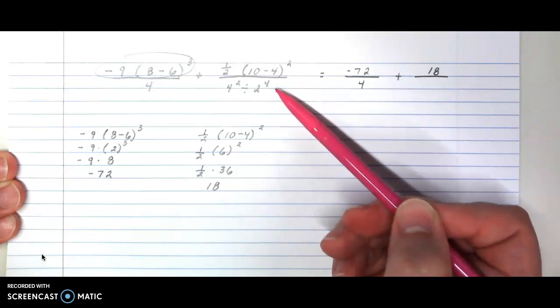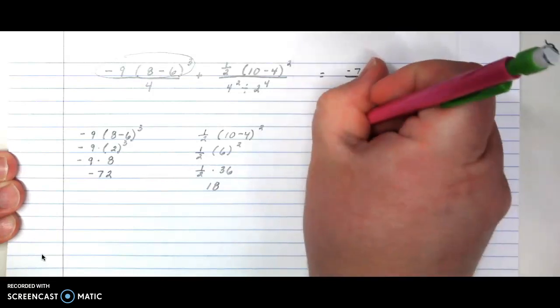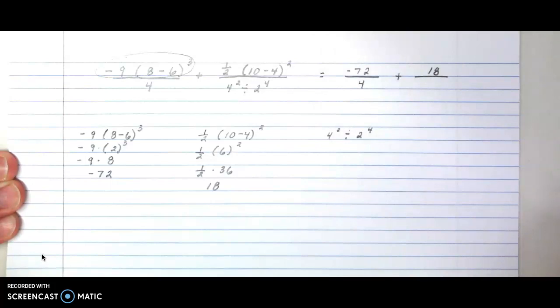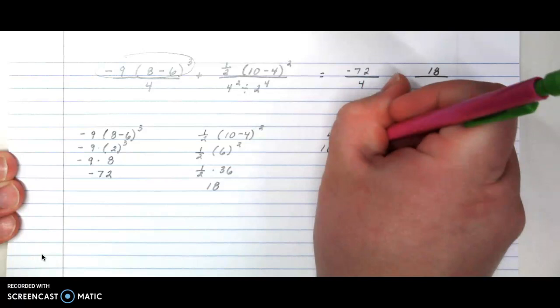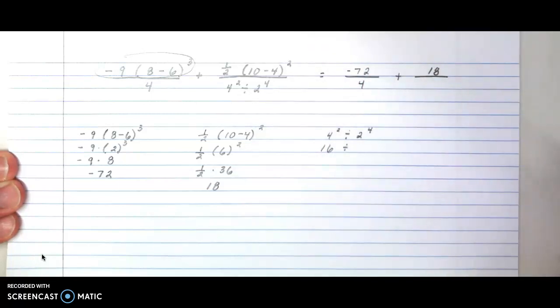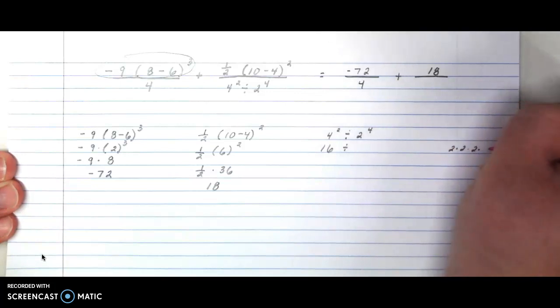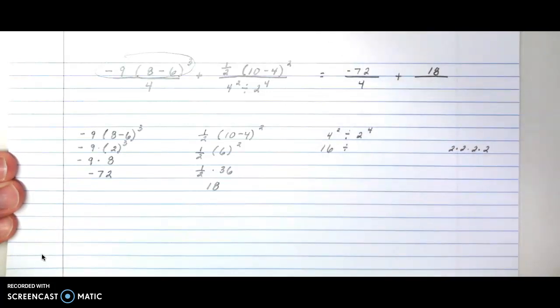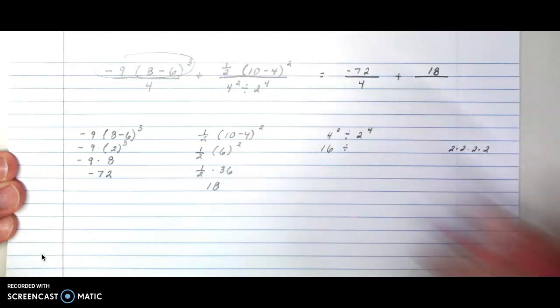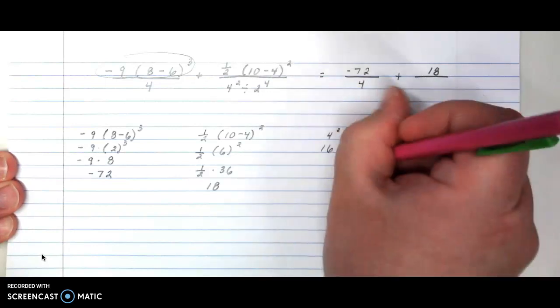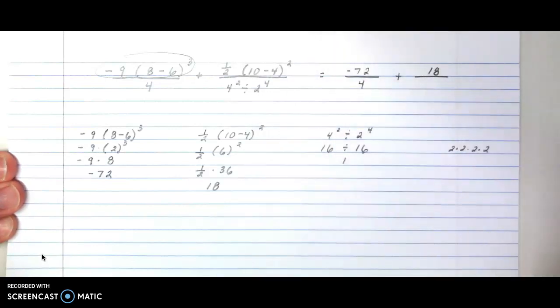And lastly, we need to do the bottom right part, which is 4 squared divided by 2 to the 4th. 4 squared is 4 times 4, which is 16. 2 to the 4th, remember when it's written to the 4th power, it means that it's multiplied by itself 4 times. That also gets us 16. And 16 divided by 16 is 1. So now we can put that in the denominator spot.